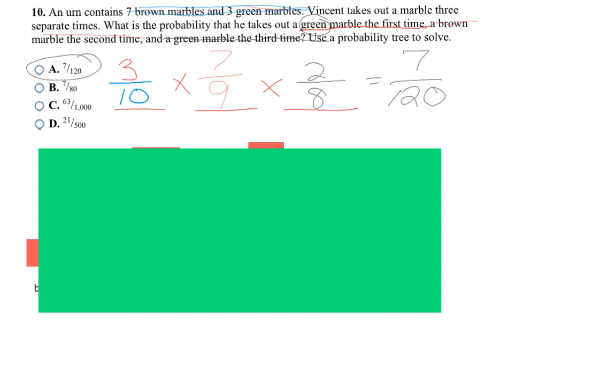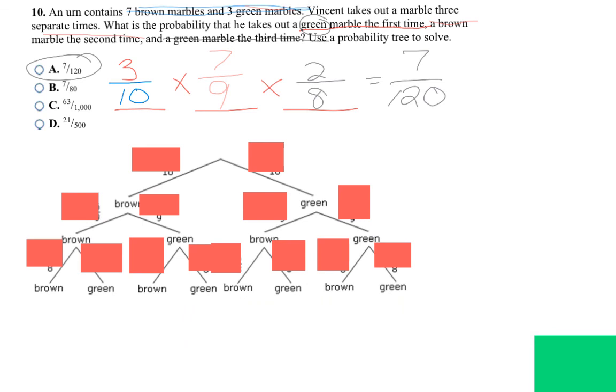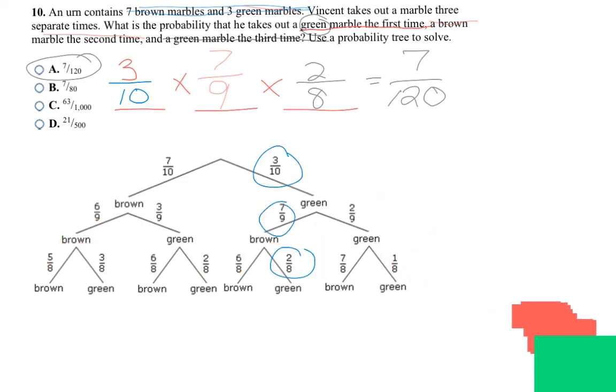Now, if you wanted to do a tree diagram, your tree diagram would look like that, and then once you fill in all of the probabilities, it's going to look like this. And you can see that you end up multiplying the same 3 numbers together to get the same answer. Either way you do it, you're going to get the right answer. Just pick the way that works for you.